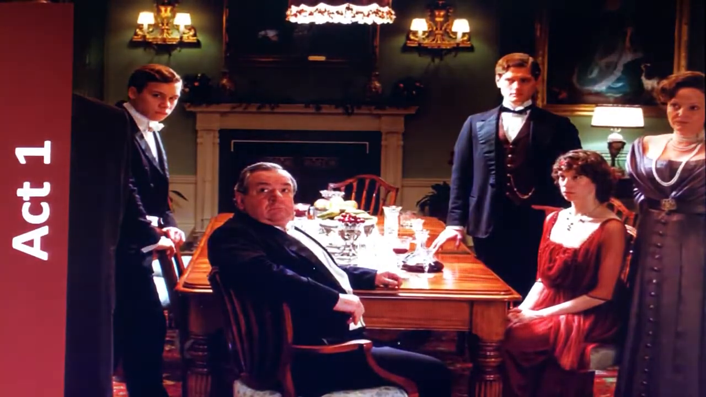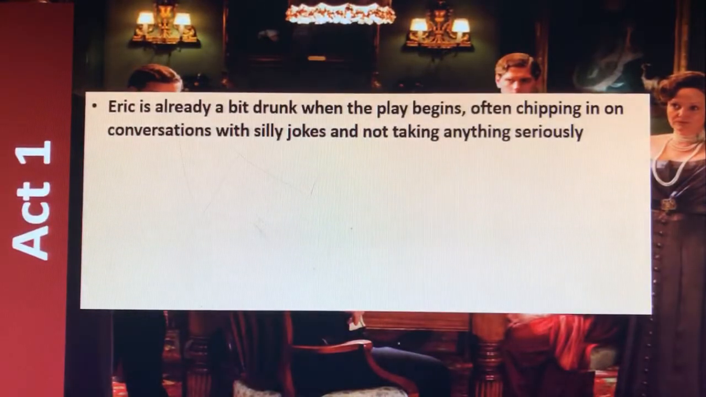Let's summarise Act 1. By this point, even at the start of the play, Eric is already a bit drunk when the play begins, often chipping in on conversations with silly jokes and not taking anything seriously.